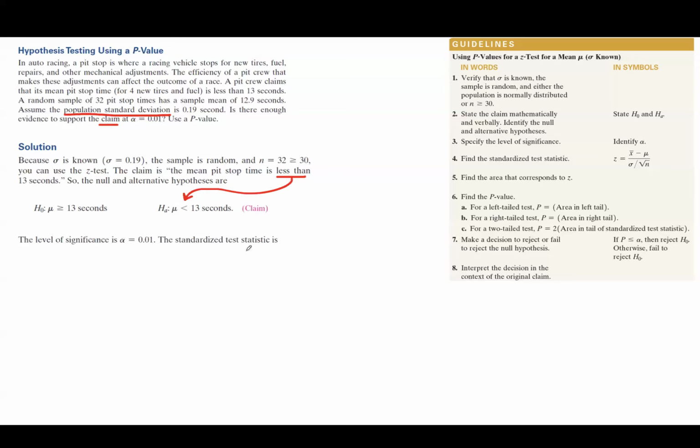The standardized test statistic can be calculated using the formula z is equal to x bar minus mu divided by sigma over square root of n. X bar is the sample average, mu is the population average, sigma is the population standard deviation, and n is 32. Let us use our calculator. We see that z is negative 2.98.